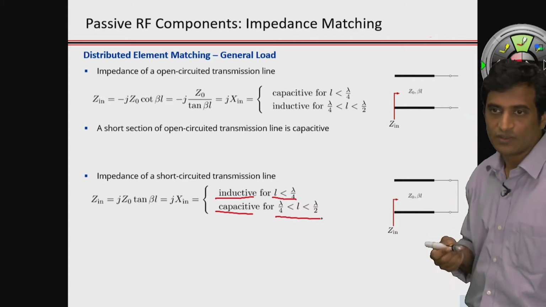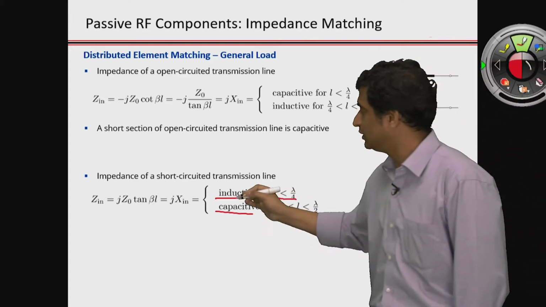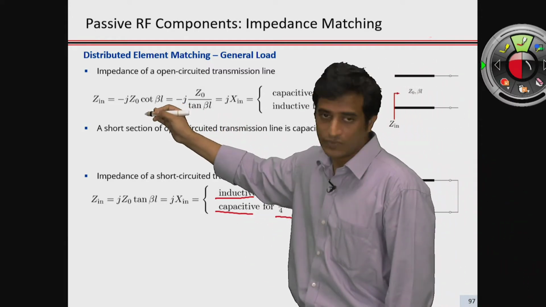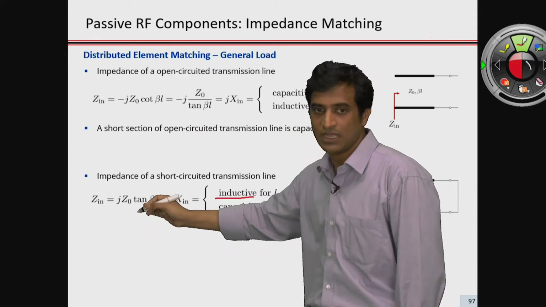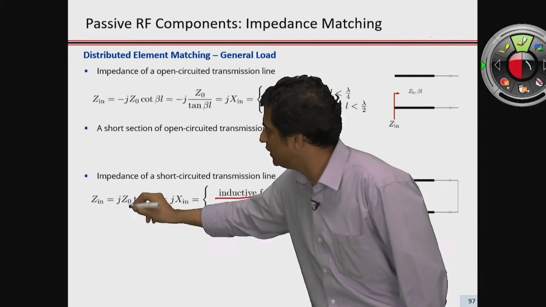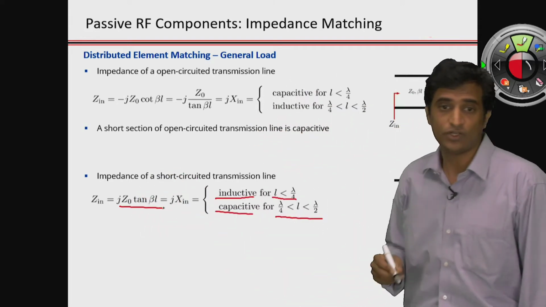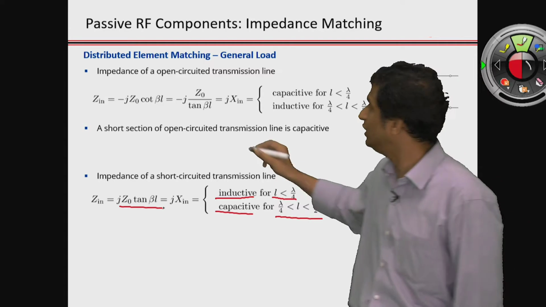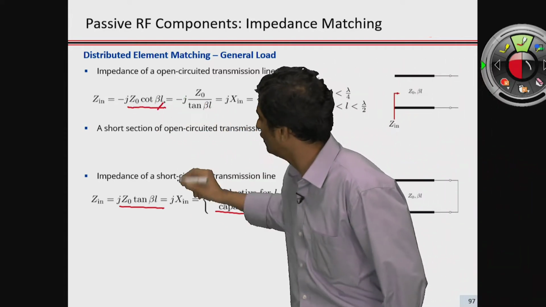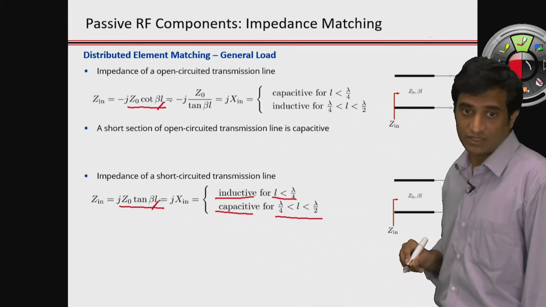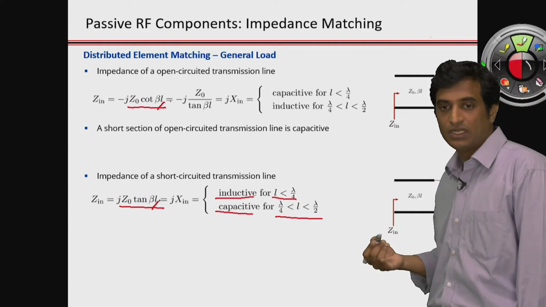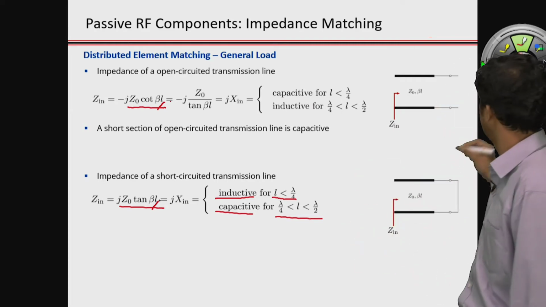So if we want to realize a particular inductance or a particular capacitance, I can either choose an open-circuited stub or a short-circuited stub and choose its length so that this reactance is equal to the reactance that I want to realize. I can choose the length of the stub in such a manner that I am able to realize that inductance or capacitance to finally build the matching circuit that we want to realize.